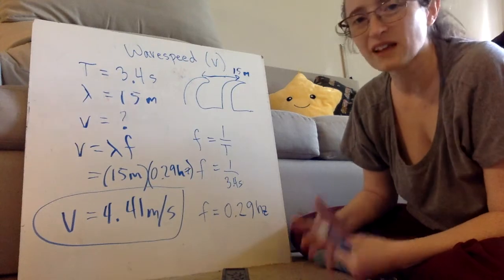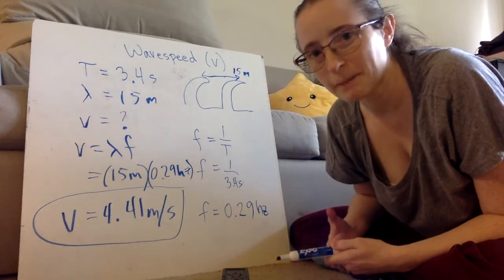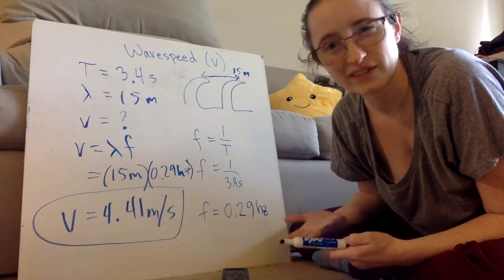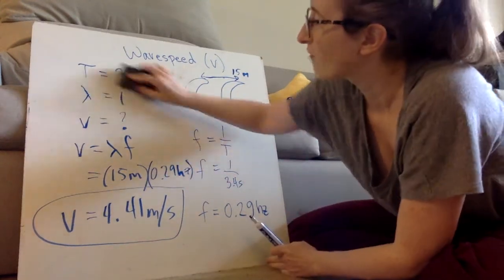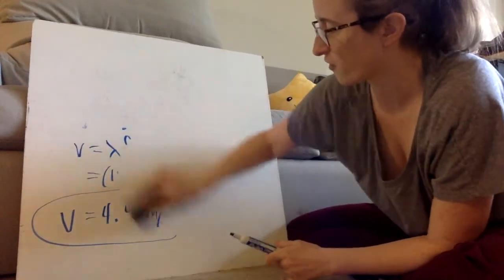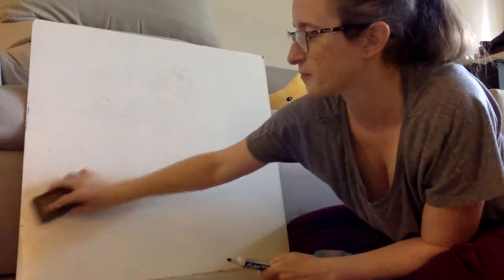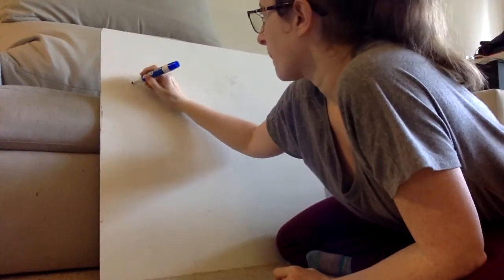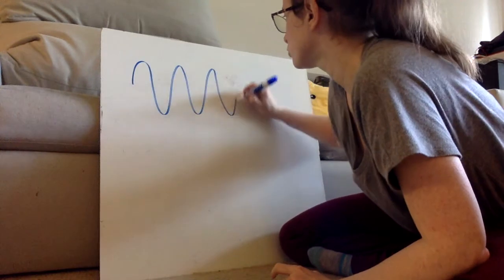And then sometimes the other thing they might do is they might give you a graph instead of givens. So you have to pull the information from the graph yourself. Okay, so let me draw a graph really fast.